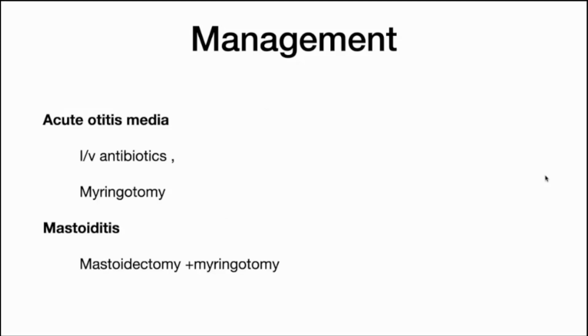Acute otitis media: IV antibiotics and a wide myringotomy to drain the pus. In case it is mastoiditis, you have to go in for a mastoidectomy and a myringotomy.